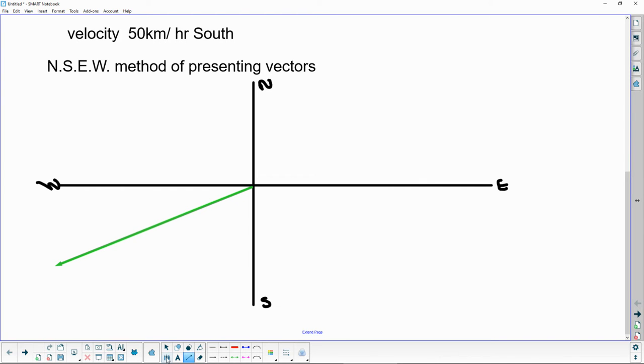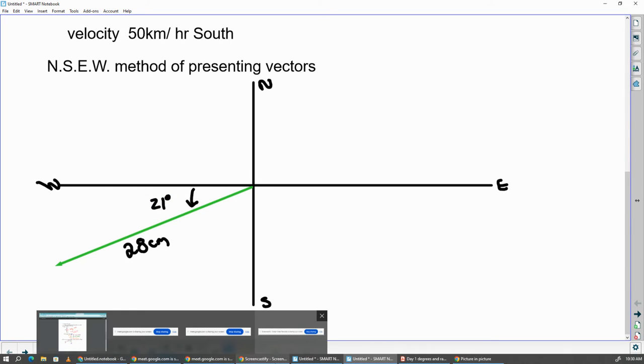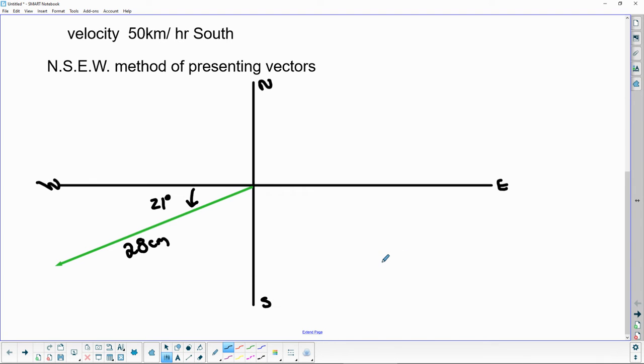And let's say that this is 28 centimeters. And that we know that this angle here from the west line has been measured. Let's say it's 21 degrees. Okay, so the way of presenting this is just stating, starting from one of these lines, either the south line or the west line. Now, because the angle is here, I'm going to start from the west line.